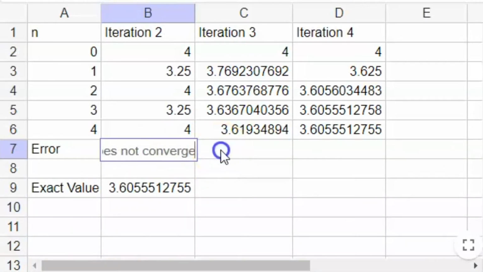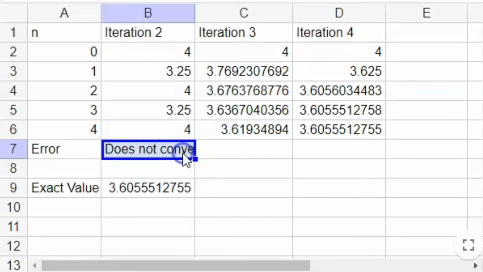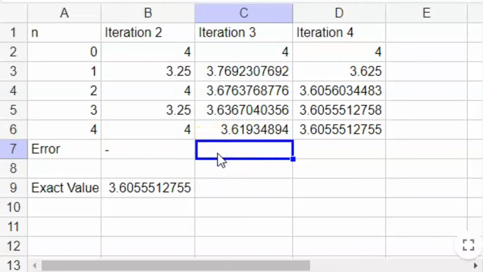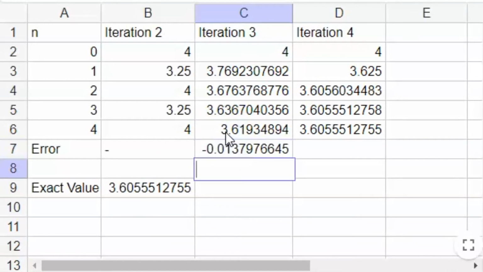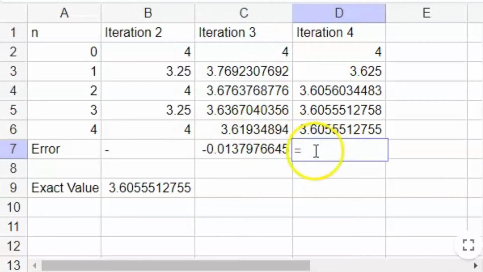It is possible to notice that I2 does not converge, so the error here is not needed. But for I3, we will take the exact value of the square root of 13 and subtract iteration x4 from that value. We do end up with a small error.